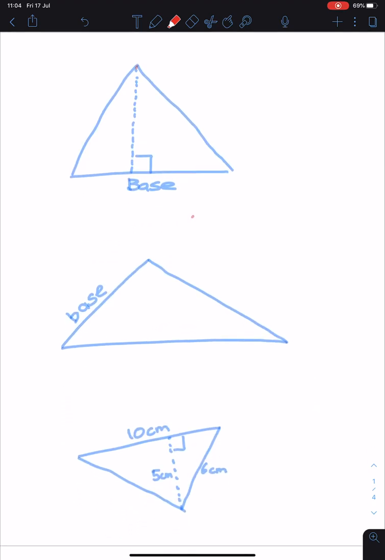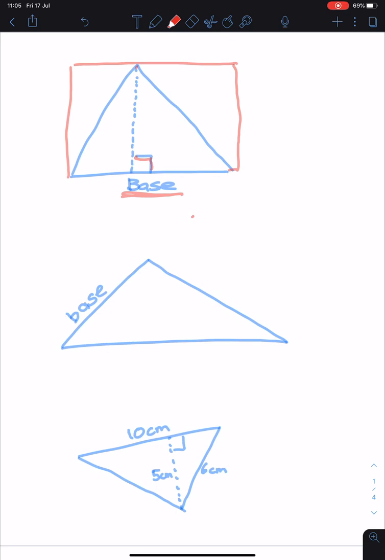Let's look at the first picture. I have a triangle and I want to know the area. So if I draw my rectangle around it, I am now going to prove that the triangle is half of the rectangle. We have to have a right angle on the base, and there it is. So we know that that is the base.